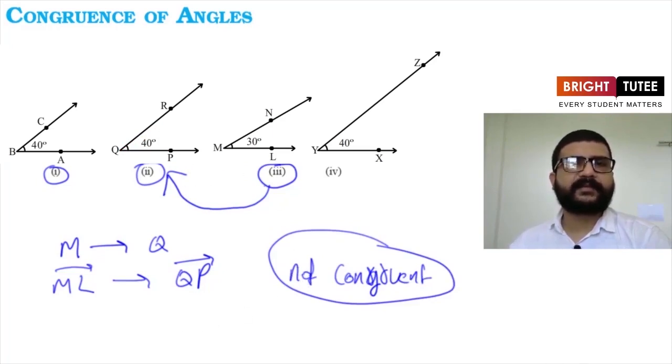And we can notice one more thing here, the measures are also not same here. So what we can say, if the angles are not congruent, their measure will also not be same. If the angles are congruent, then their measure will be equal.